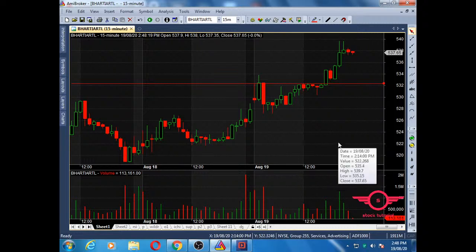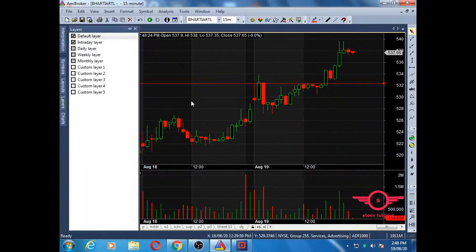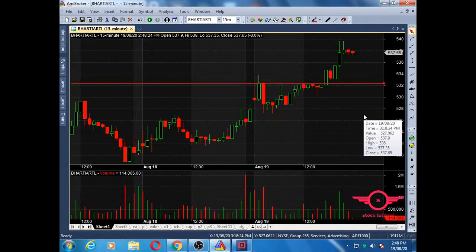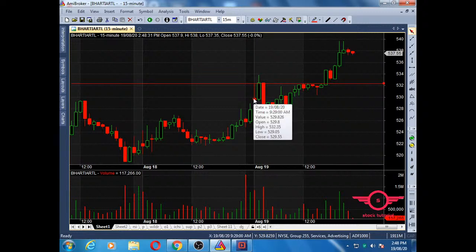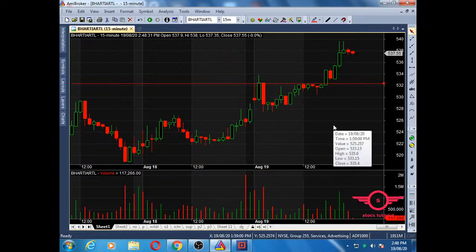Today trading hours are about to close, but the movement is done. I think it is a very simple price action chart. Here there is no indicator. It's actually for real-time trading.